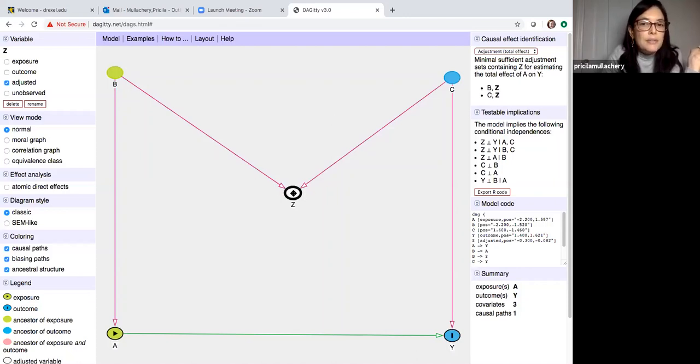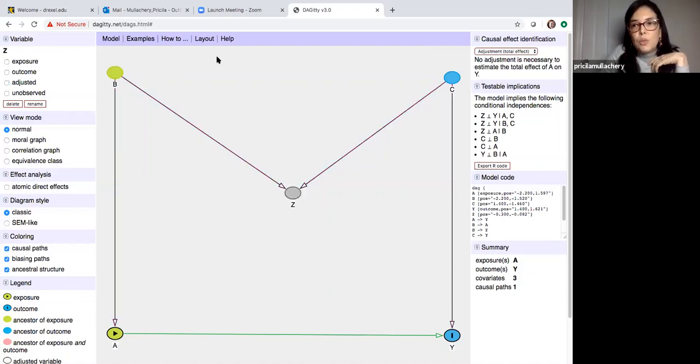So what happens if I put this as not adjusted anymore, right? So now it's adjusted. I want to change it so it's no longer adjusted. What does it say here? It says no adjustment is necessary to estimate the effect because this path is already closed.